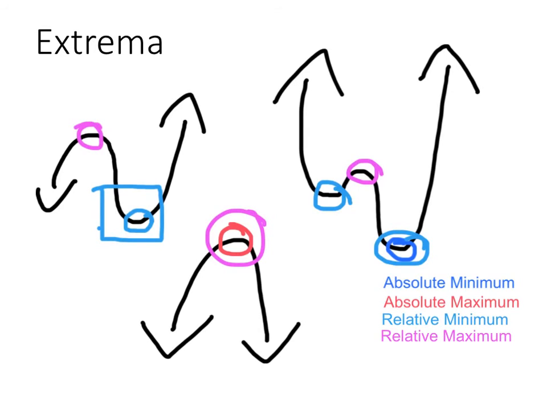All absolute extrema are also relative extrema. Just all relative extrema are not necessarily absolute extrema. Also, notice that it's possible for a graph to not even have any absolute extrema at all.